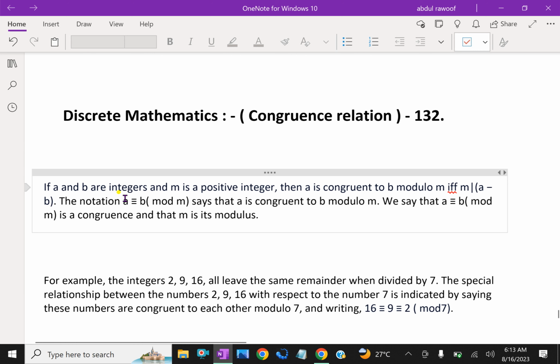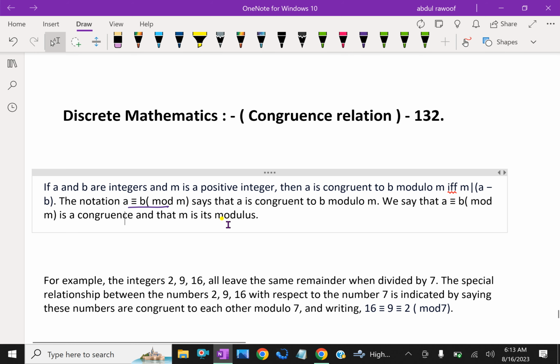In Discrete Mathematics, let us discuss the congruence relation. If a and b are integers and m is a positive integer, then a is congruent to b modulo m if m divides a minus b. The notation is a ≡ b (mod m), which says that a is congruent to b modulo m. We say that a ≡ b (mod m) is a congruence and that m is its modulus.